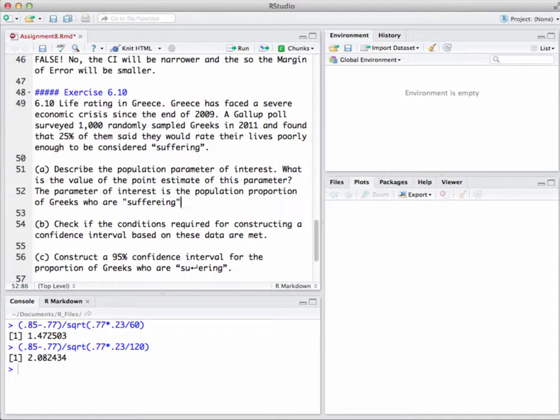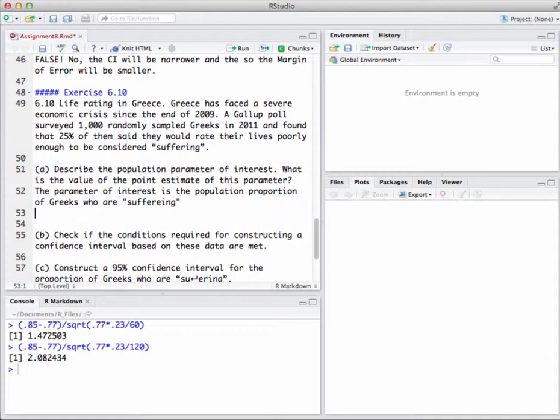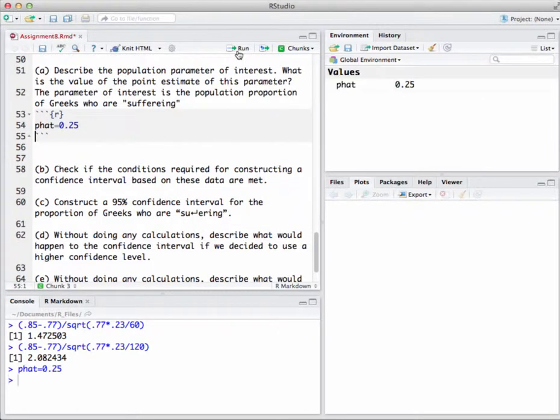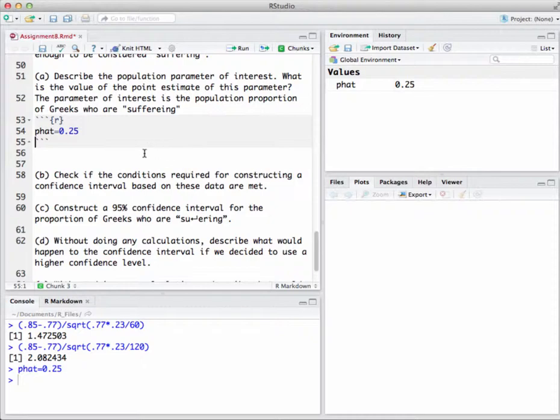Okay, so they ask us what is the value of this parameter. We're going to need the point estimate of the parameter in the future steps here, so let's go ahead and get a chunk right now. We're going to call that p hat. And what is p hat? Well, p hat is the sample proportion of successes. So it's 25% in this case, or 0.25. So p hat is equal to 0.25. All we're doing is making ourselves a new variable called p hat. Nothing fancy.